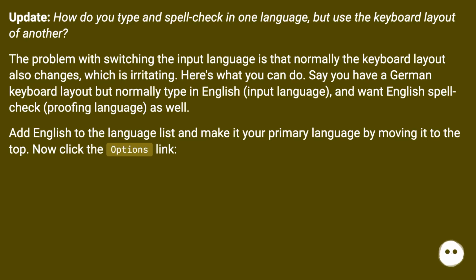Say you have a German keyboard layout but normally type in English, input language, and want English spell check, proofing language, as well. Add English to the language list and make it your primary language by moving it to the top. Now click the options link.